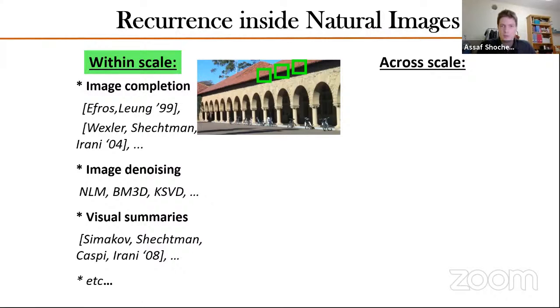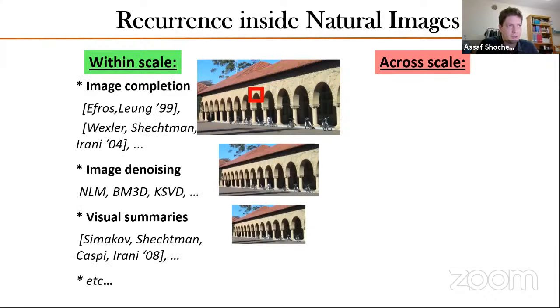But there is another, a bit less known but also often used property, which is the recurrence of patches across different scales of the image. So if I take this image and I downscale it several times, and we take a look at this patch over here, we will be able to find a patch in a smaller scale of the image which is very close to the original query patch. And this property is also as strong as the recurrence within the same scale.